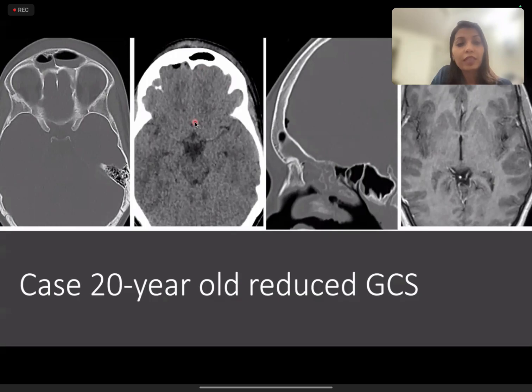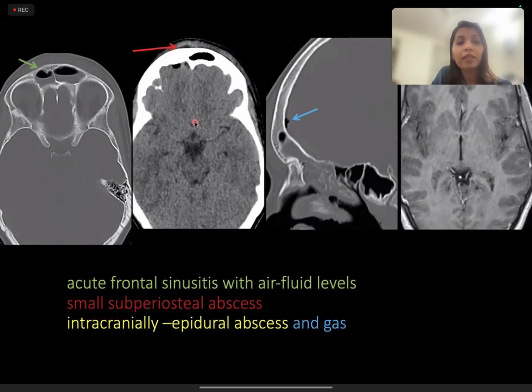So what we're seeing here is mucosal thickening within the frontal air cells. There are air fluid levels here. There's also a tiny collection within the superior frontal soft tissue, just adjacent to the frontal bone. And on the sagittal sequence of the reconstructed bony sequences, we are seeing some epidural air. And on the contrast MRI, there is a small epidural abscess.